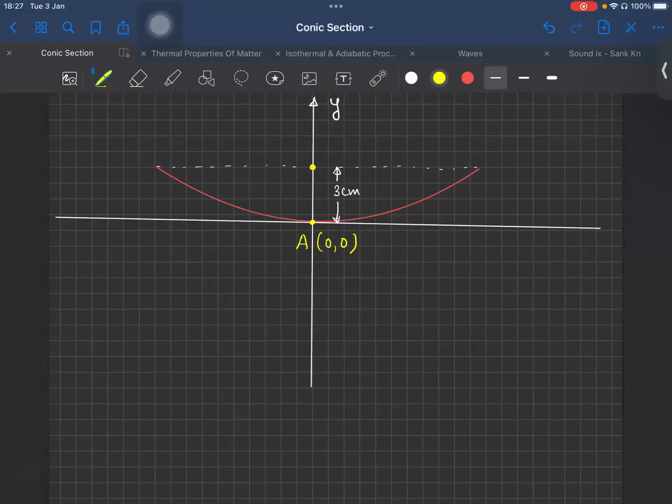So first tell me what will be the equation of this parabola? The general equation of this parabola. If this is the y-axis and this is the x-axis, what will be the equation of this parabola, if you don't know the value of a, the focus, or anything else? What is the general equation of a parabola of this shape?